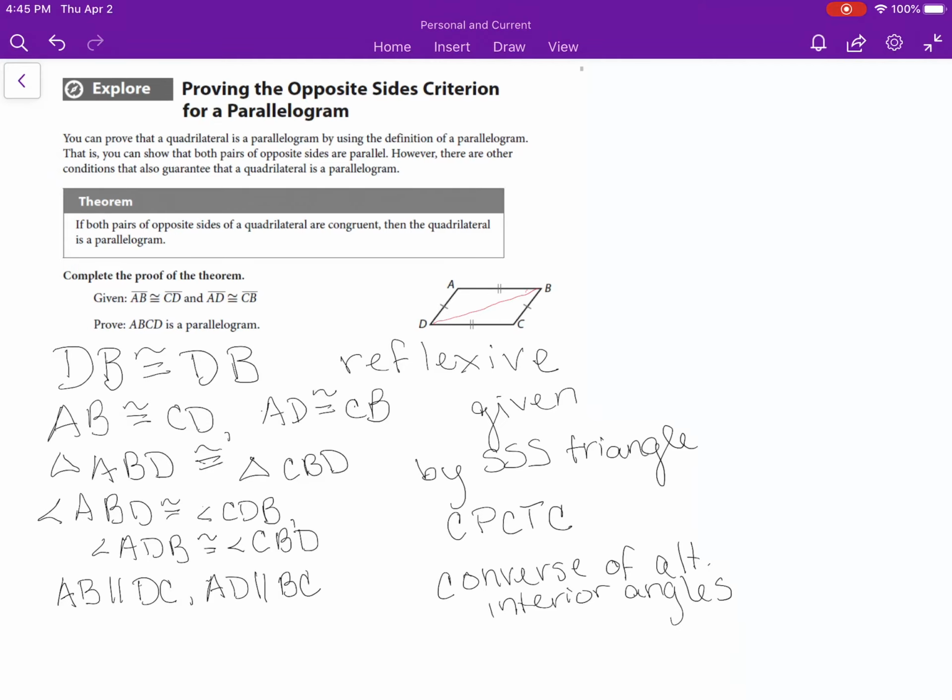So now I've shown that the opposite sides of the parallelogram are congruent, so therefore I've met all the criteria to say ABCD is a parallelogram.